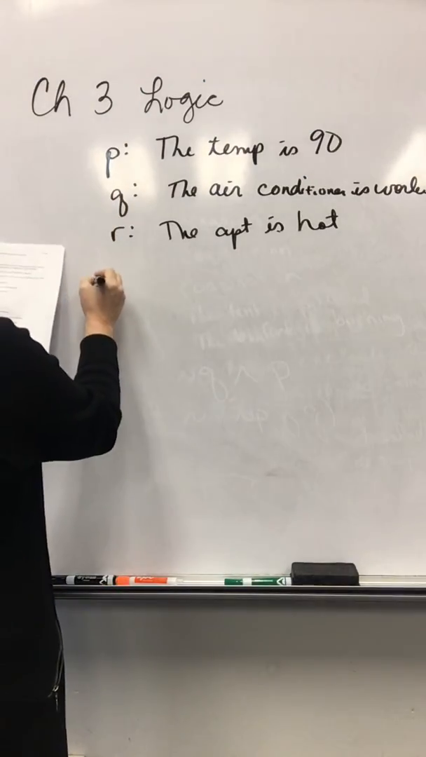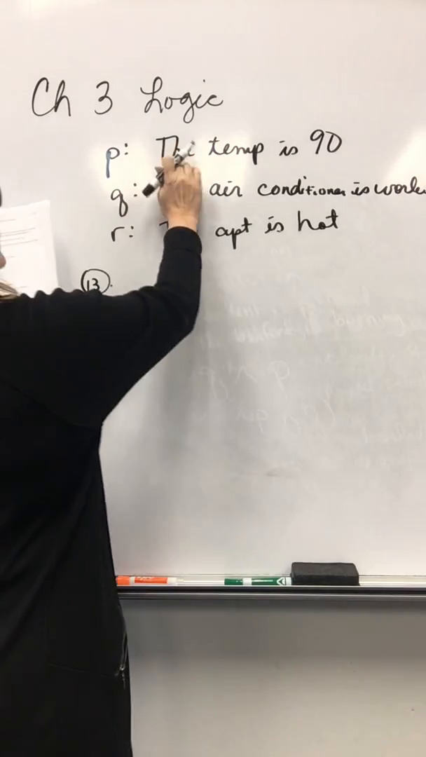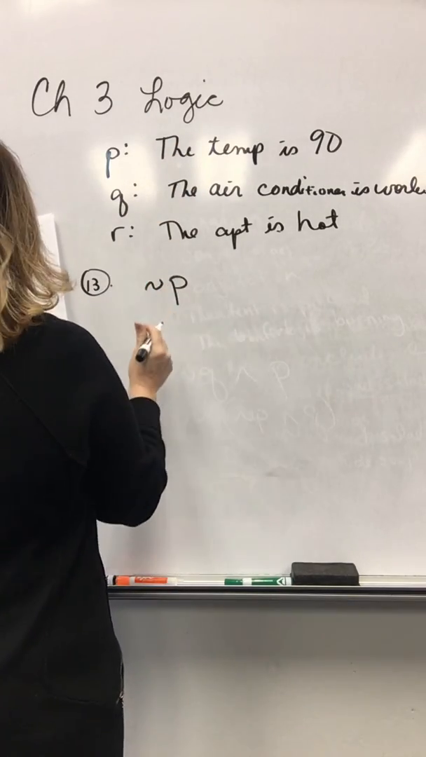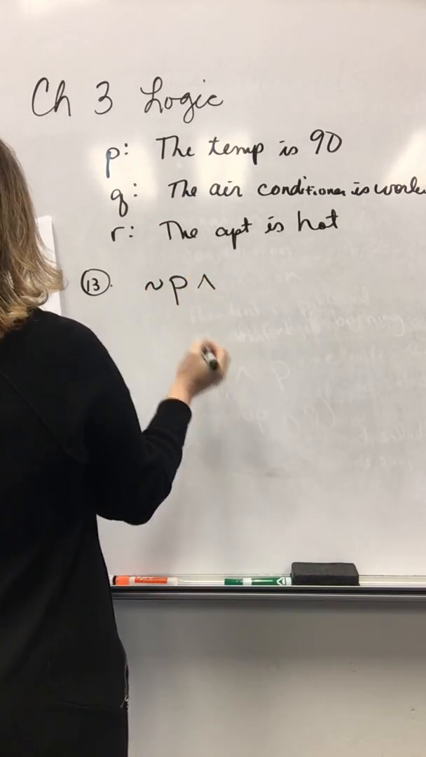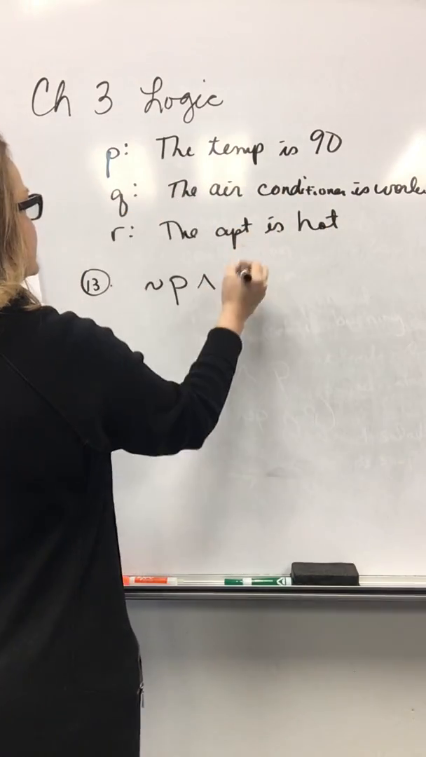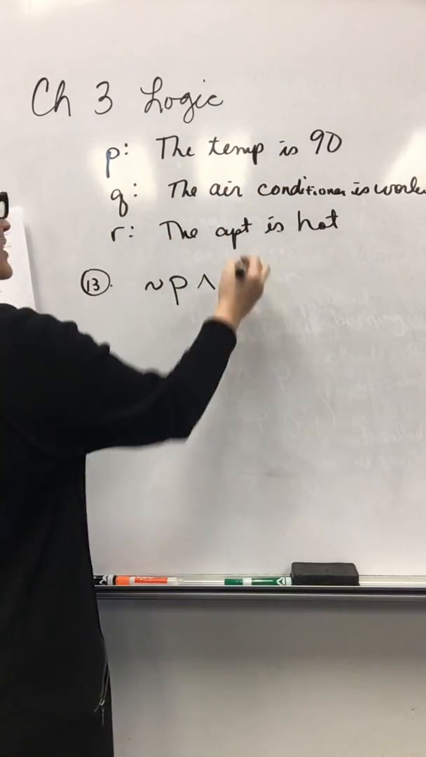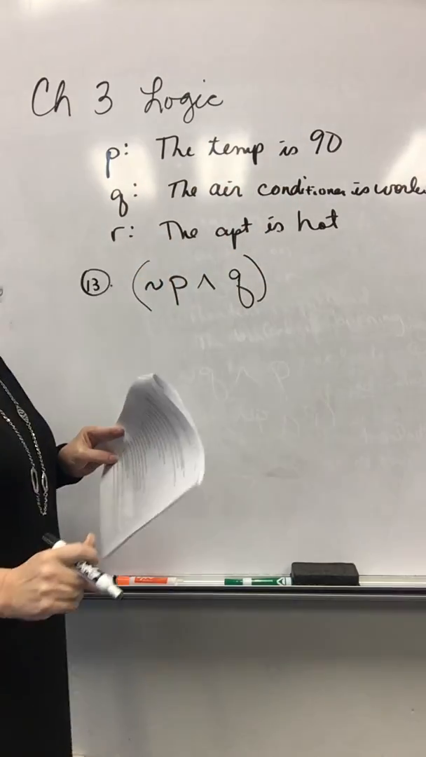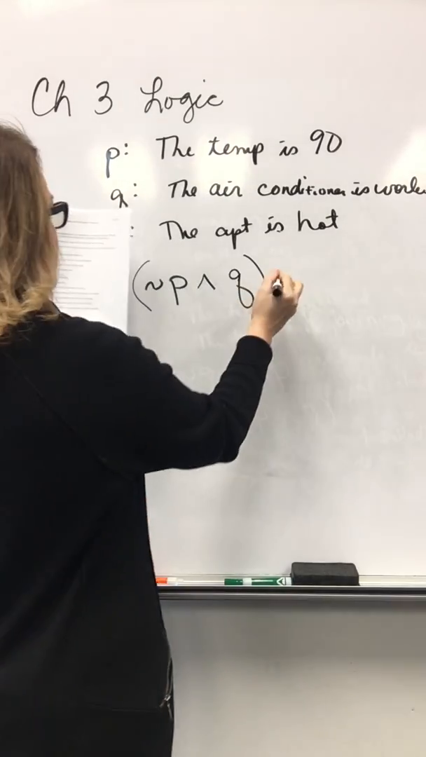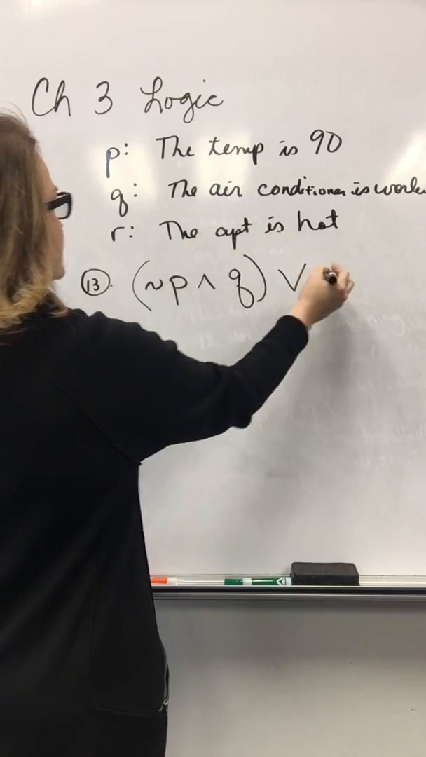All right, so number 13 says the temperature is not 90. So that's negating P, so not P. And, there's our and symbol. The air conditioner is working. That's the regular affirmative of Q. And then notice we have a comma. So it looks like those two need to be parentheses. And then we have the word or, so that's our V. The apartment is hot. That's statement R.